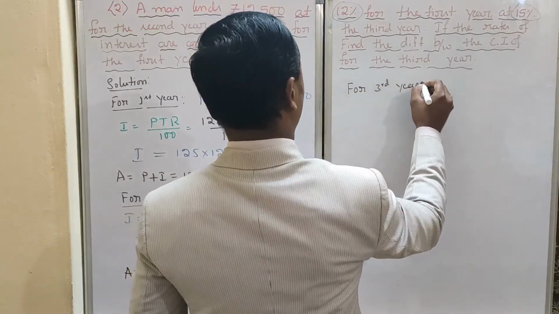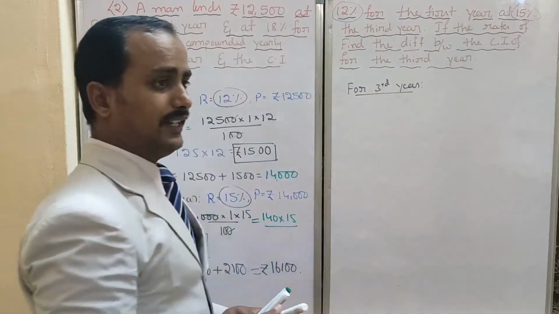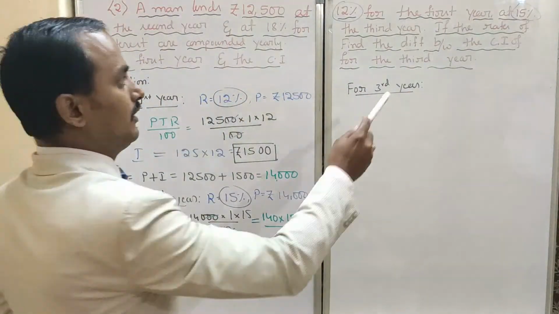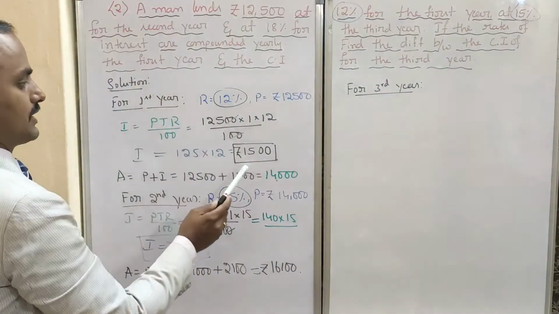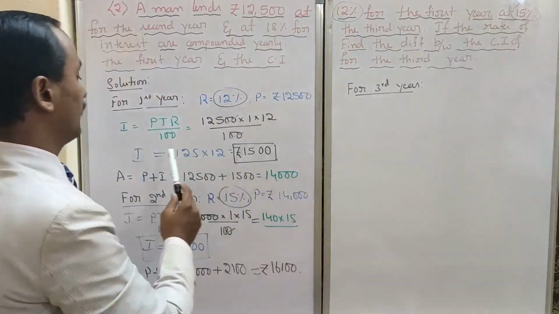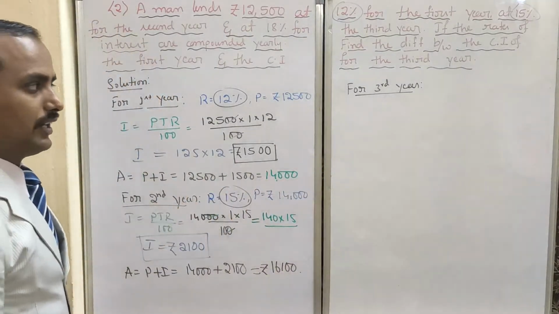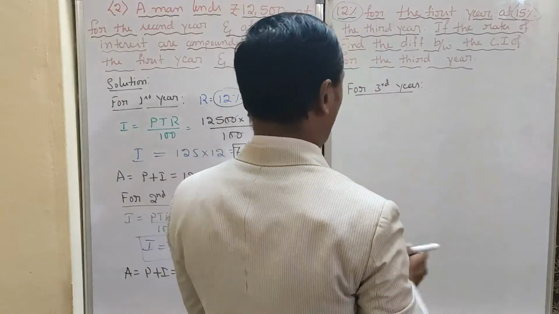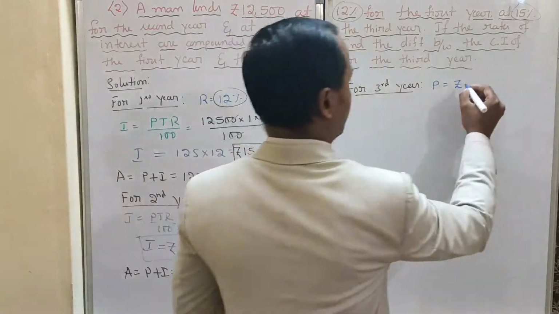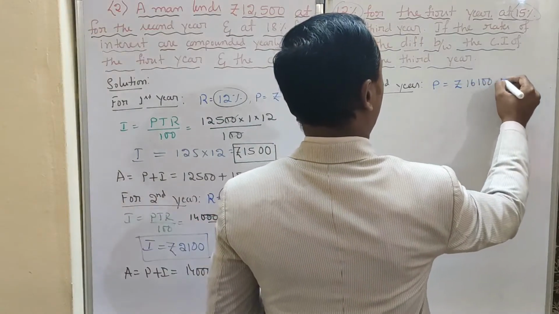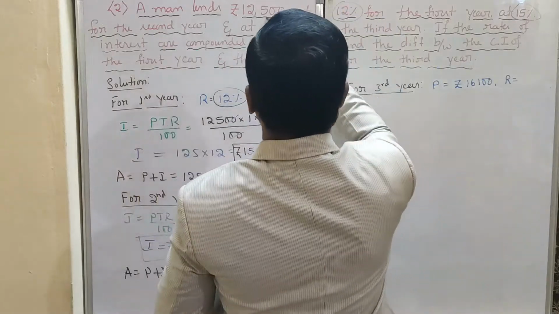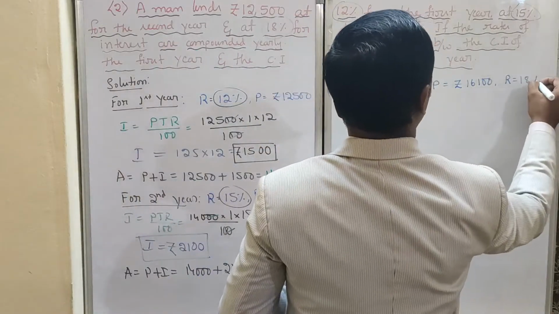For the third year, dear children, I want the final step: the third year compound interest, and the first year compound interest is already 1,500. I want the difference of the third year compound interest and the first year compound interest. That's all. Here the third year principal is rupees 16,100, dear children. Then the rate of interest for the third year is 18%. Understanding? 18% rate of interest.